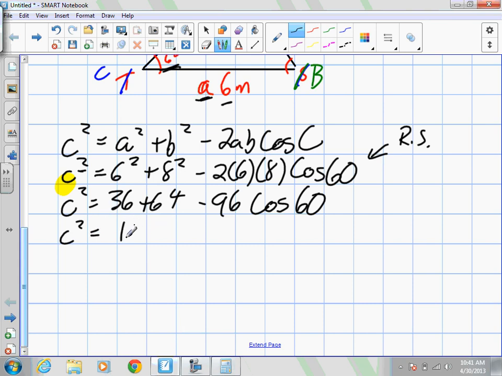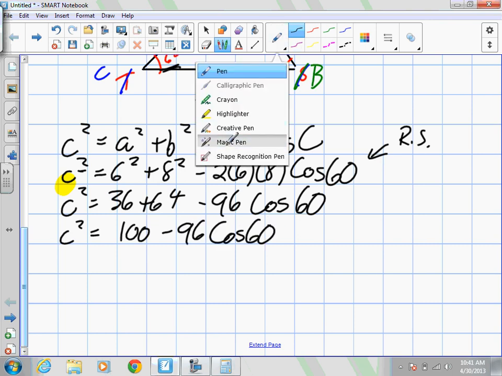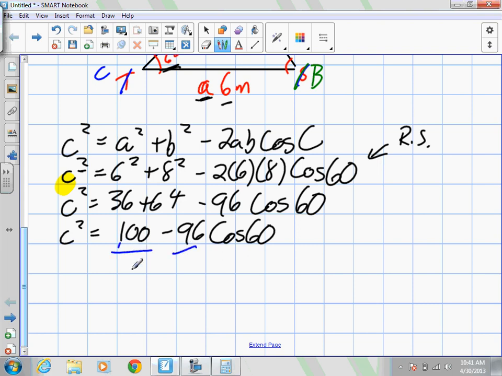Good. Now, here's the part where most students will end up making an error. They'll read this and see 100 minus 96 and equate this to be 4 times cos 60. This is not the case. It is bad math. So think of this like negative 96 times our cos 60. So let's solve our cos 60 and then multiply it by negative 96.